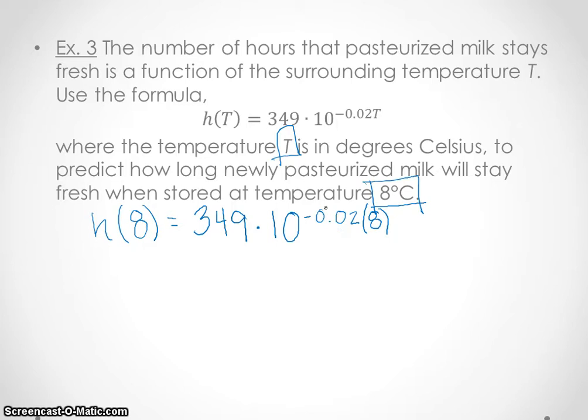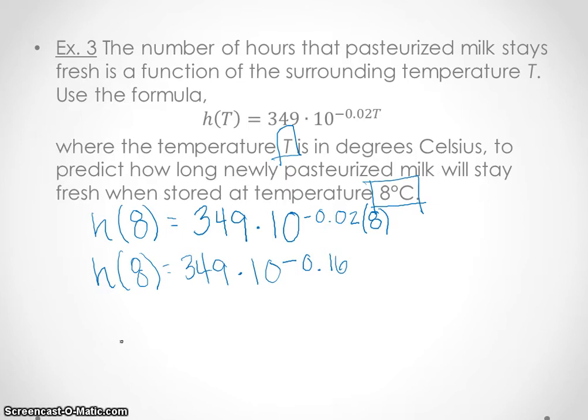Okay, now we know that that negative is going to make that 10 go downstairs. Now be careful, the 349 is going to stay right where it's at, but that 10 to the negative 0.02 times 8 power has got to go downstairs because of this negative here. Okay, so let's start simplifying this a little bit just before we go to our calculator. So H of 8 equals 349 times 10 to the negative, 0.02 times 8 here is going to be negative 0.16, because 2 times 8 is 16, so 0.16.